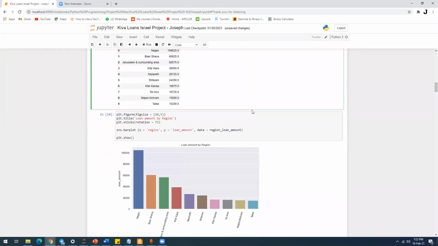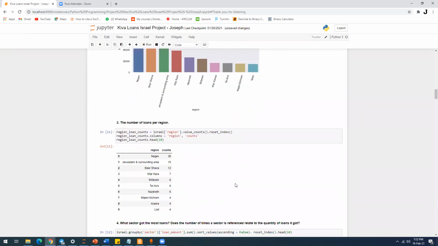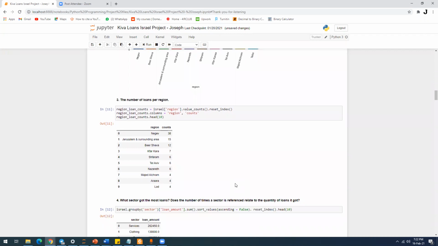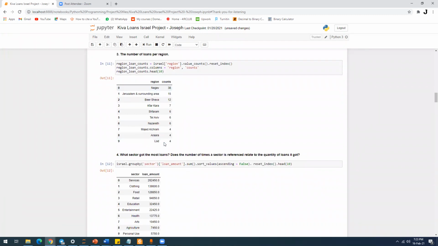Yes. So the same, I did a bar plot, but in this case, the loan amount in regards to region, and then the number of loans per region. I did a value count for the number of loans per region. I did a count for every number of loans in every region, and Negev was at the top with 38 counts, as opposed to something like Lod, which had four counts.